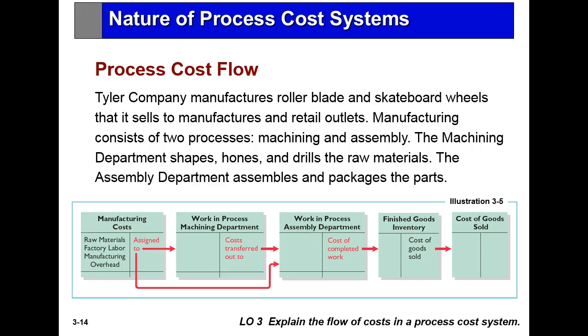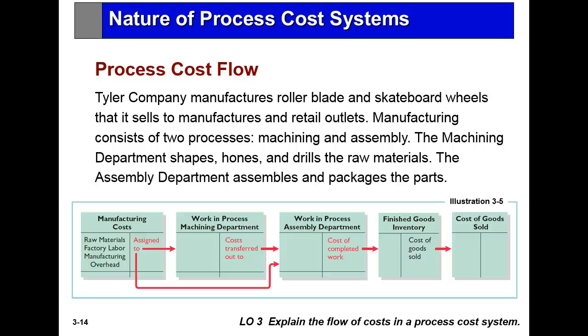Okay, nature of process cost systems. Tyler, good old Tyler Company manufactures rollerblades and skateboard wheels. It manufactures them and sells them to manufacturers and retail outlets. Manufacturing costs consist of 2 processes: machining and assembling. The machining department shapes, hones, and drills the raw materials, and then the assembly department assembles and packages the parts. So they're just building the wheels.